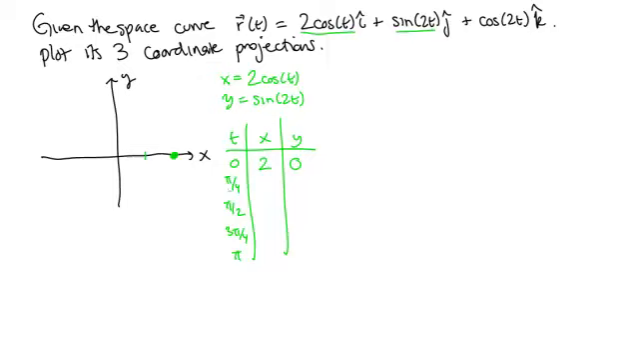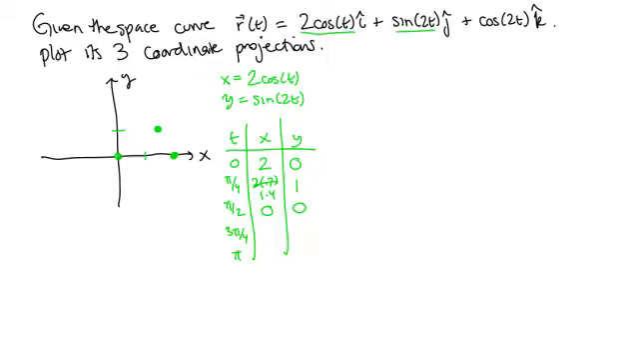At pi over 4, we're going to get 2 times the cosine of pi over 4. That's 2 times 0.7, or about 1.4. The y value is going to be the sine of twice pi over 4. That's the sine of pi over 2, which is 1. So we're going to get the point 1.41. At pi over 2, 2 times the cosine of pi over 2 would be 0. And the sine of twice pi over 2 is the sine of pi, which is also 0. So we get this point.